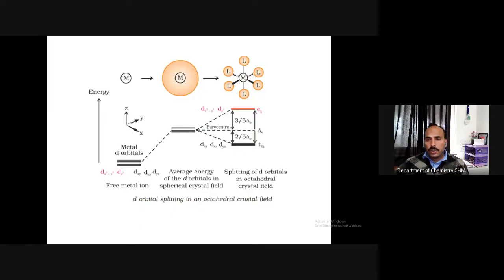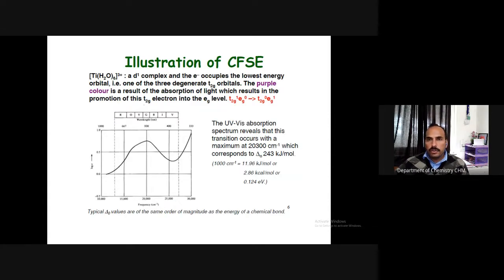I think we slightly had a discussion on this also, that in order to measure this gap between the T2g and eg energy levels, we make use of a UV visible spectrophotometer, because this gap corresponds to the electronic transitions, and that can be measured using UV visible spectrophotometry. We took the example of titanium hexaaqua 3 plus.